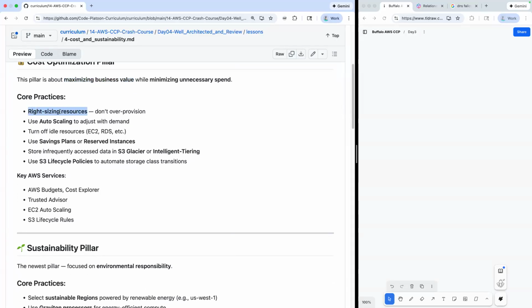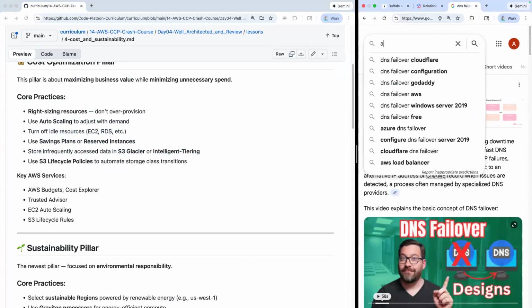Right sizing, don't use more than I need. Don't use too big of an EC2. Auto scaling, a favorite of everywhere. Turning off idle resources, savings plans or reserved instances, storing less accessed data in S3 Glacier or intelligent tiering. So Glacier, let's take a quick Google on this one because this is a new one.